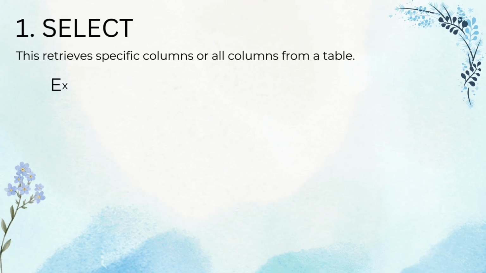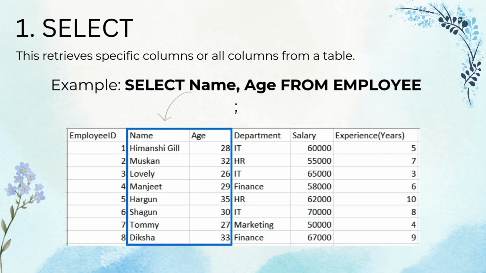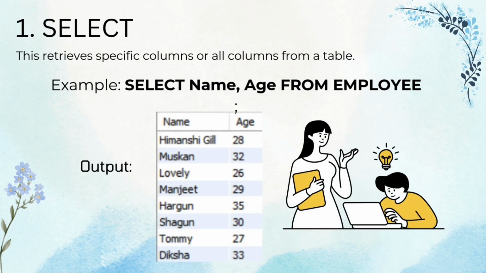The select command is used to retrieve specific columns or all columns from a table. The example query here fetches only the specific columns, that is name and age, from the employee table. So the output table would only have name and age as attributes.